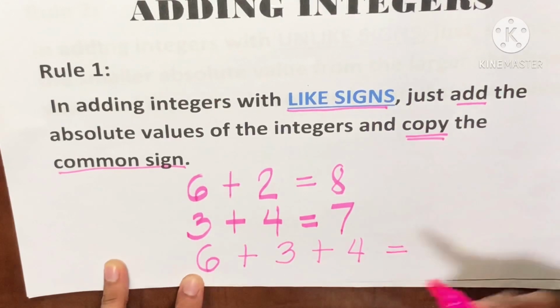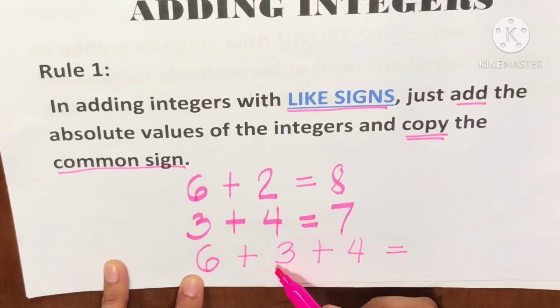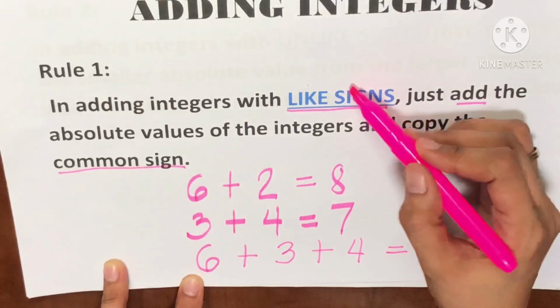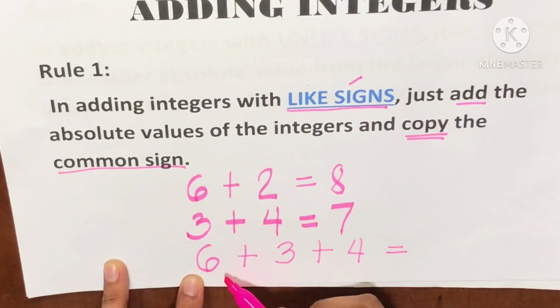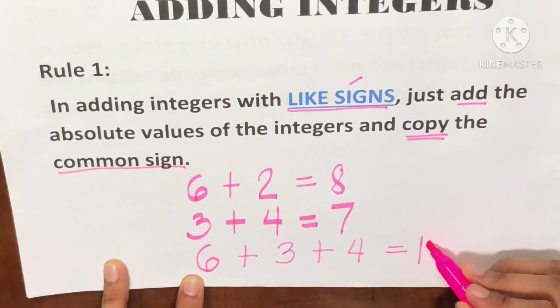Okay, another example, we have positive 6 plus positive 3 plus positive 4. So we have here positive 6, positive 3, and then positive 4. They have like signs, so we'll just add the three numbers. So 6 plus 3 equals 9 plus 4 equals 13.